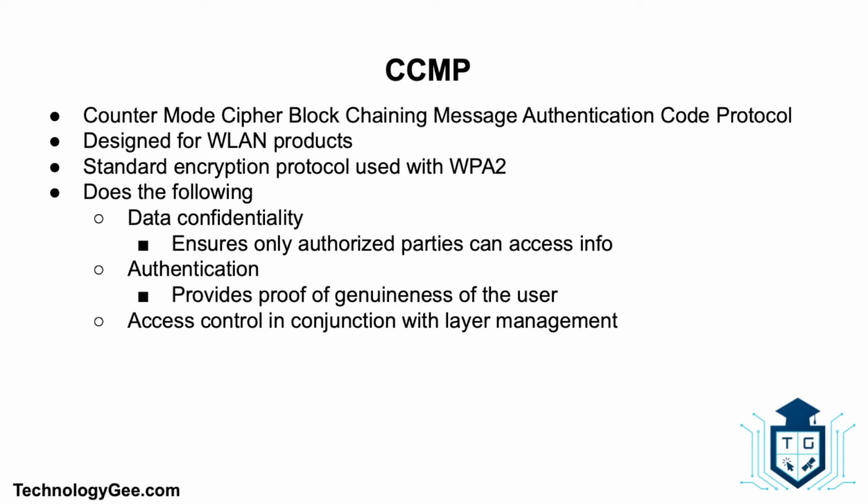Next, we have CCMP, which stands for Counter Mode Cipher Block Chaining Message Authentication Code Protocol. This is an encryption protocol designed for wireless LAN products that implements the standards of the 802.11 standard. CCMP is the standard encryption protocol for use with the WPA2 standard and is much more secure than the WEP protocol and TKIP of WPA. CCMP provides the following security services. It can offer data confidentiality, which ensures only authorized parties can access the information. It can provide authentication, which provides proof of genuineness of the user. And it provides access control in conjunction with layer management.